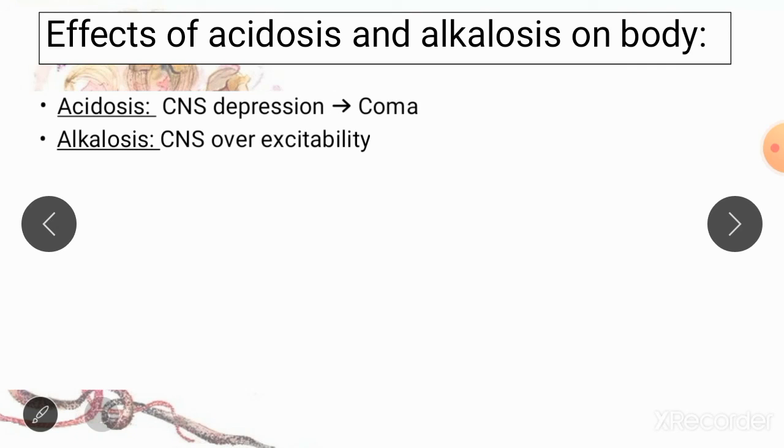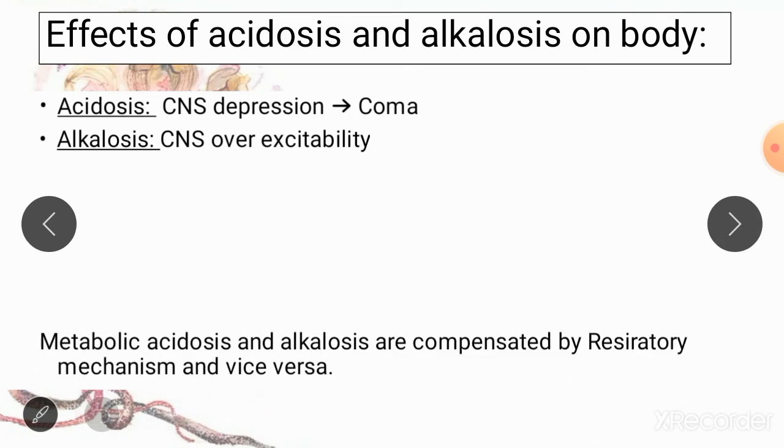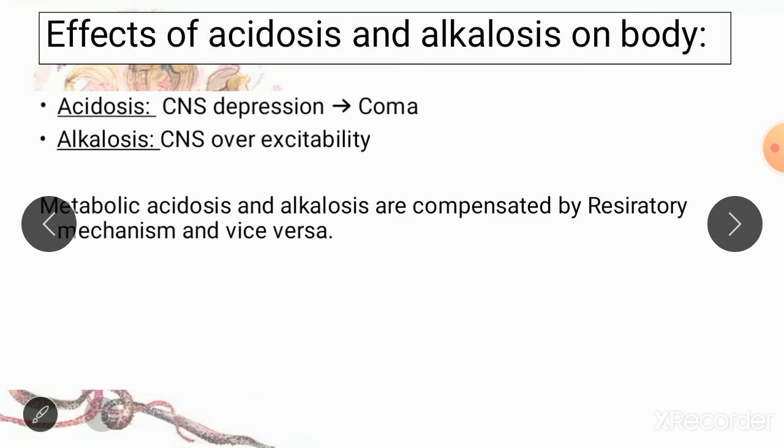So in acidosis, there is CNS depression because of reduced synaptic transmission, and this leads to coma, and may even lead to death if left untreated. On the other hand, alkalosis increases the synaptic transmission, and it causes CNS overexcitability. So metabolic acidosis and alkalosis are compensated by respiratory mechanisms, as we have already discussed, and vice versa.